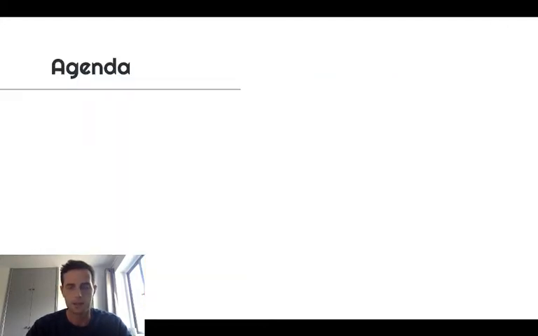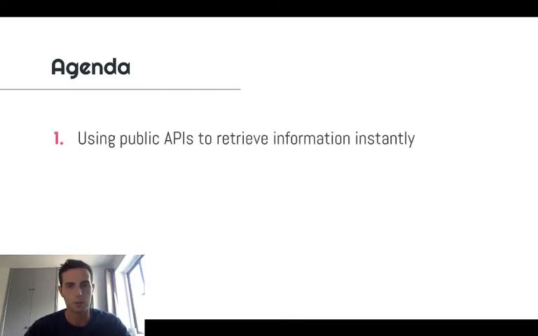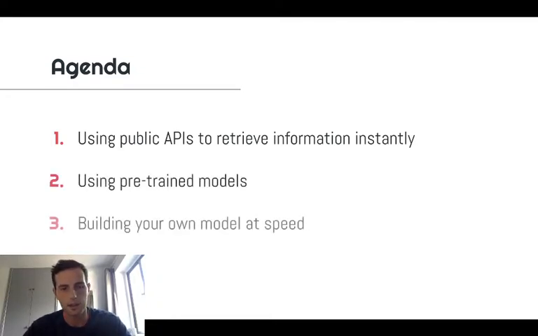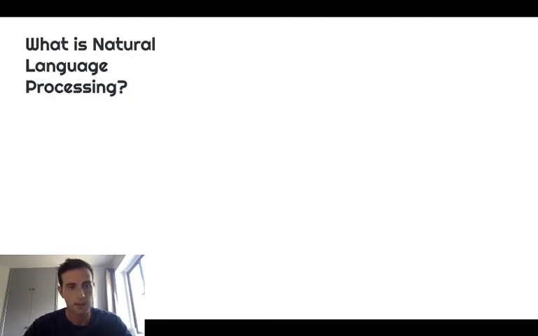What I'll run you through is very quickly just an introduction to NLP for anyone who hasn't heard of it or isn't aware of what it's capable of. And then we'll get very quickly on to how you can actually build stuff and do it in as fast a way as possible in order to be able to see results. So we'll talk about using public APIs to retrieve information instantly, using pre-trained models, and then finally, if you need to, building your own model, how you can do that in an efficient way given the time scales that you have. Okay, so what is natural language processing?